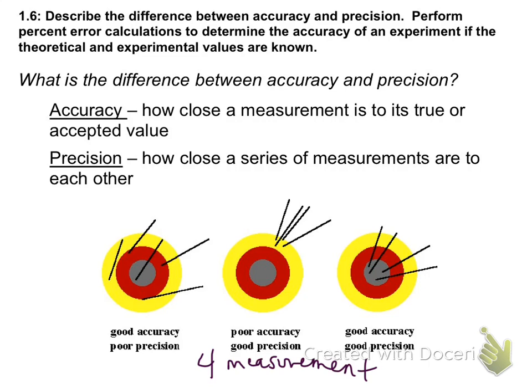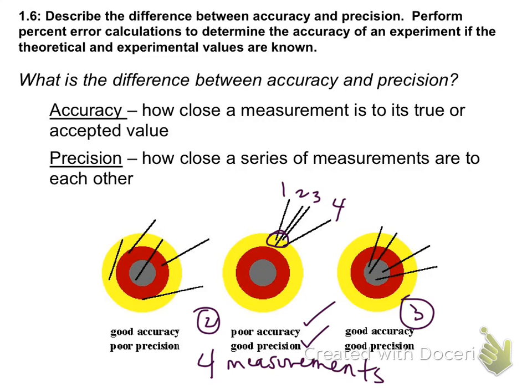1, 2, 3, 4, and they're all really close together, but as a group, they are really far away from where they should be. So that's how we get poor accuracy, but good precision. And then obviously, that was situation number 2.